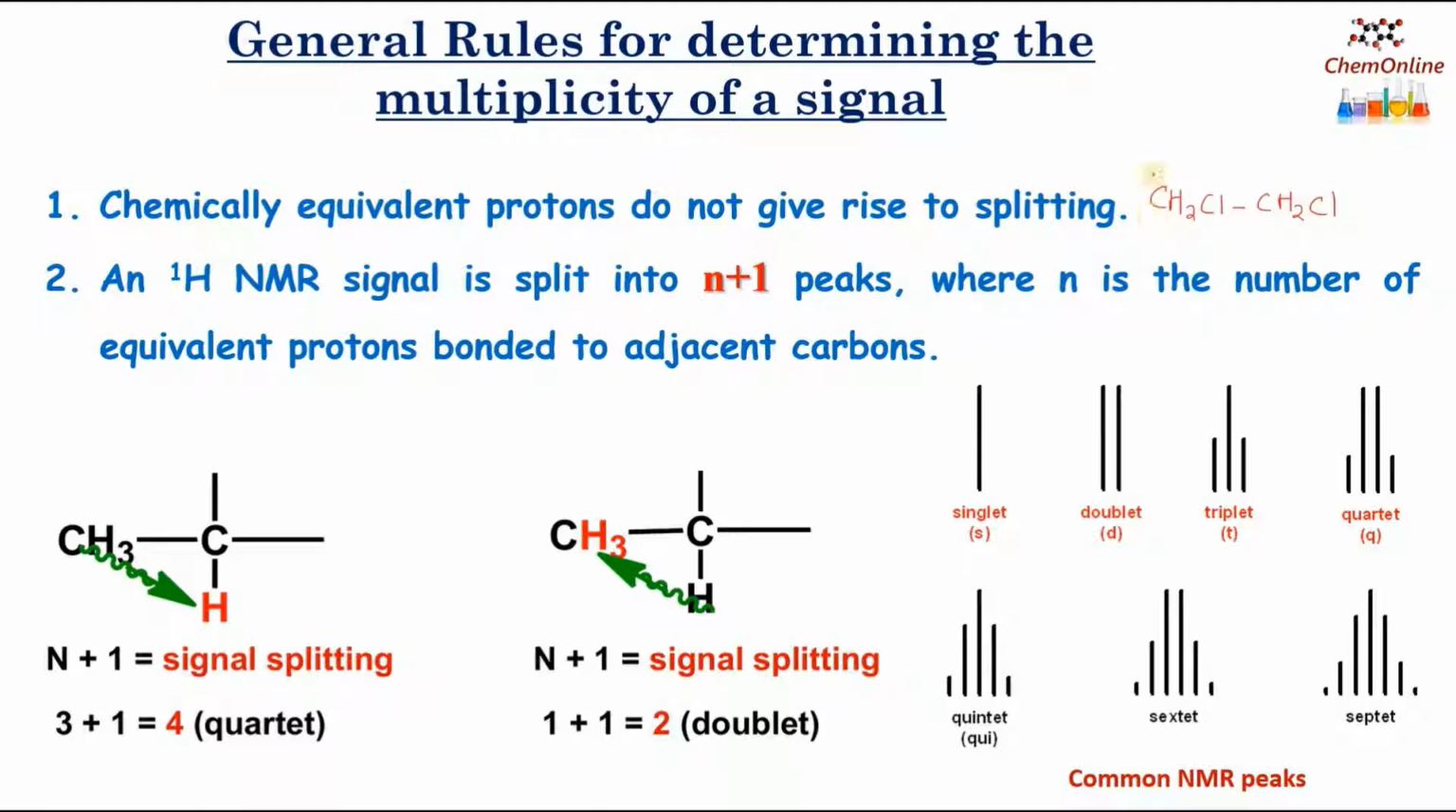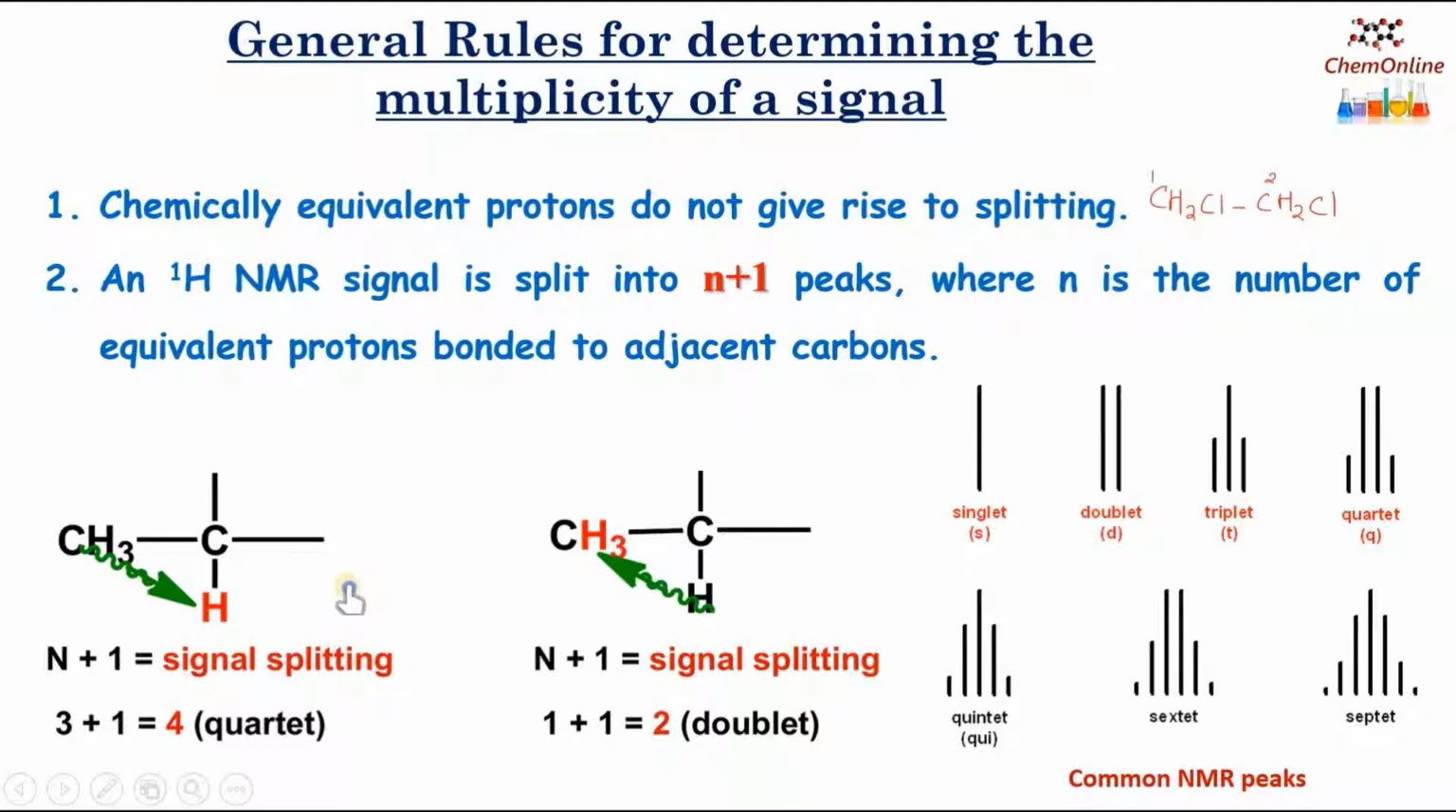Here we have protons on one carbon and protons on the second carbon. These two sets of protons are equivalent, and hence, though these protons are on different carbon atoms, they do not undergo spin-spin coupling because they are chemically equivalent. Now, an H1 NMR signal, that is a proton NMR signal, is split into n plus 1 peaks where n is the number of equivalent protons bonded to adjacent carbons. And this is generally referred to as the n plus 1 rule for proton NMR spectroscopy.